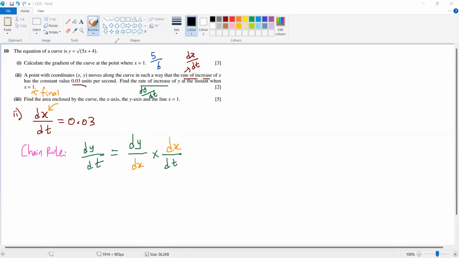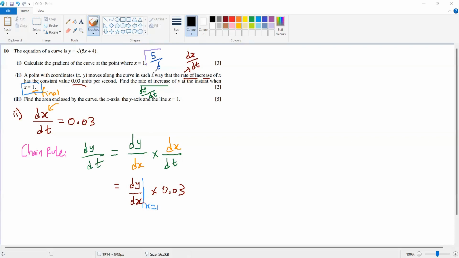So dy/dx is just a copy. I realize that dx/dt, no matter what, is always going to be 0.03. The dy/dx is what we found earlier. But the good news is they want to evaluate it at x equal to 1, so I just need to evaluate it at x equal to 1. So it's a nice shortcut.